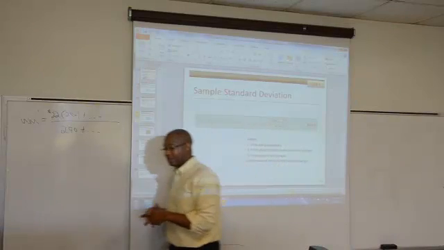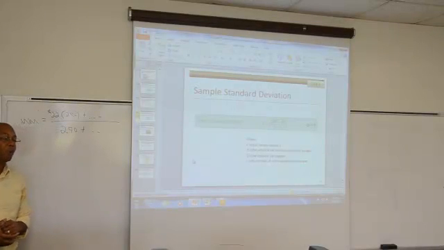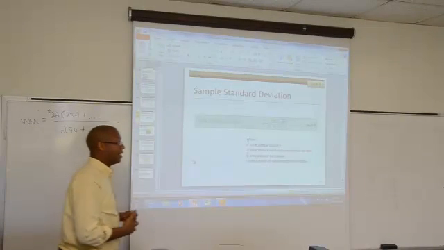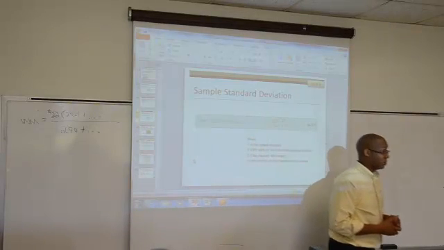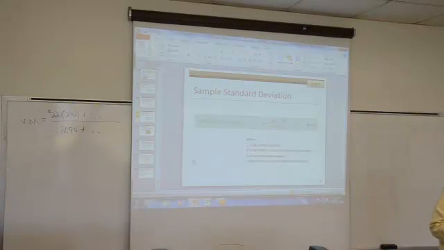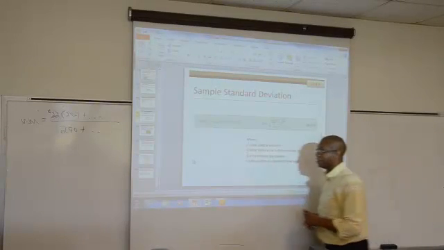So the sample standard D and the population standard D are the most popular forms and uses of measuring dispersion. Okay? So you must be very comfortable with standard deviation, is what I'm saying. So if you understand variance, you do understand standard D. Okay? Just the square root of the variance.